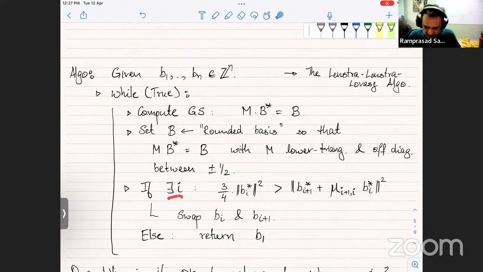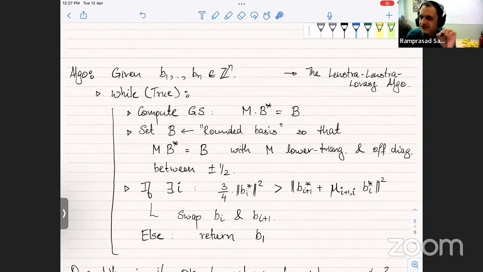You check if there is any index i where some stupid inequality is satisfied. I will demystify this inequality soon, but this is something that you do. Right now you have a bunch of Gram-Schmidt vectors, and you see if they satisfy a certain property. And if they do, you just swap bi and bi plus 1. Obviously, the lattice is not going to change, because changing the order of the bi's is not going to make a difference.